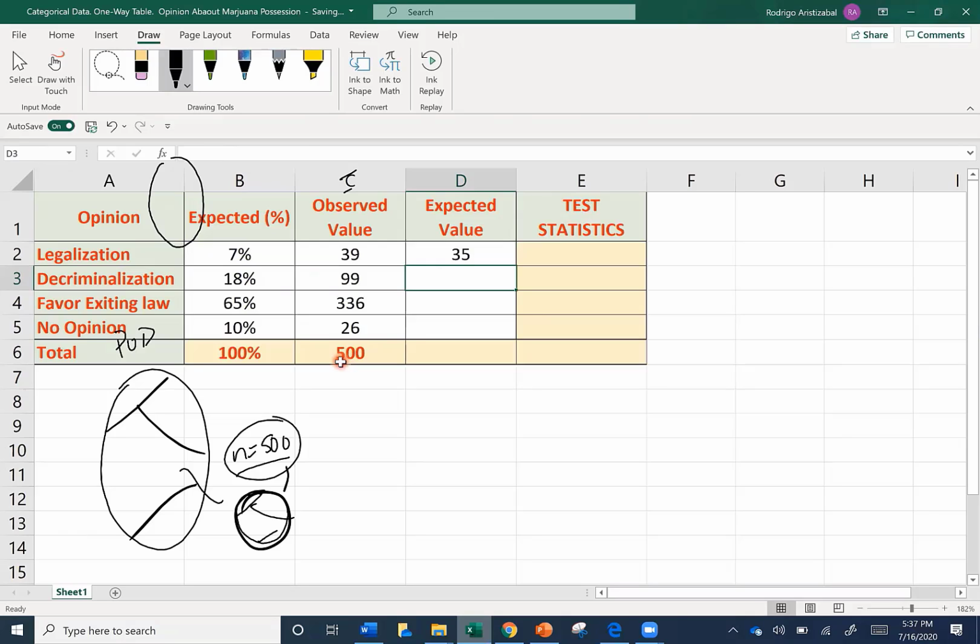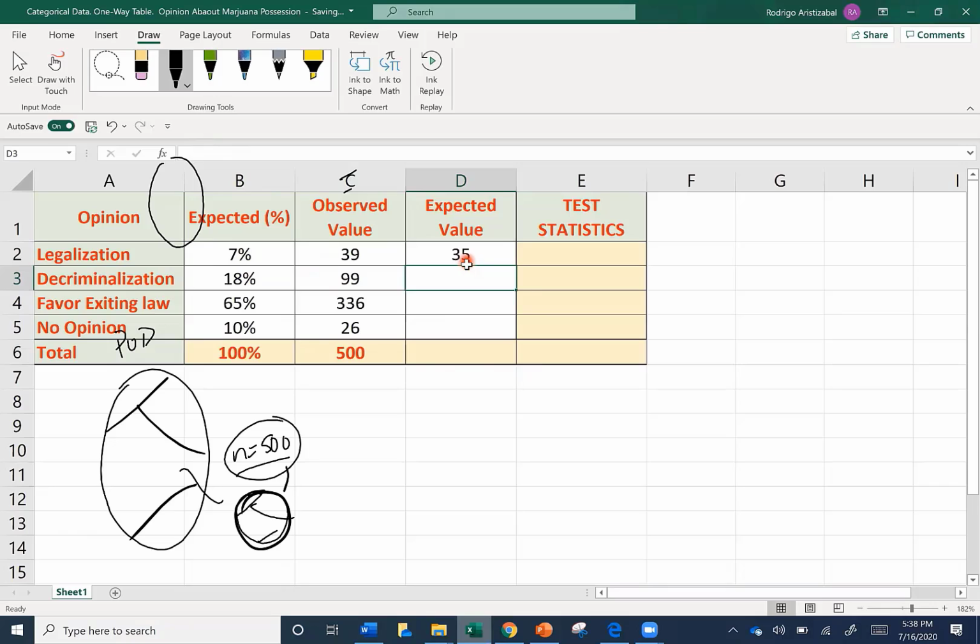That is 35 people. 35 people from these 500 will support legalization. Let's copy this formula in all of these cells, but I need to fix 500 in this formula. Use the dollar symbol to fix the row. It's not necessary to fix the column in this case, but let's fix both.